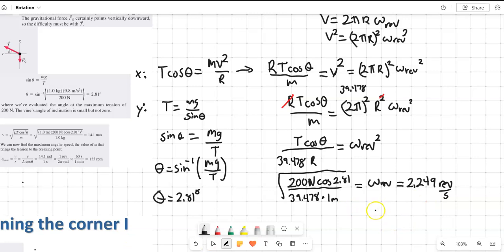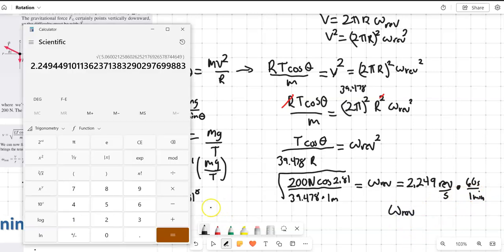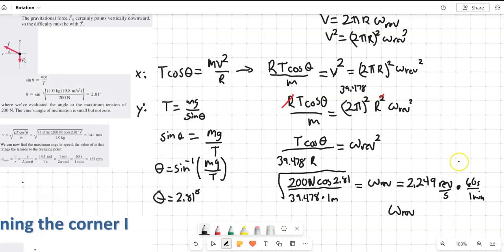But we need our answer in revolutions per minute. I think that's what the problem was asking for. So we're going to multiply this by 60 seconds and divide it by 1 minute. And so omega revolutions is going to be equal to, we're going to multiply this by 60 seconds, which is about 135, right? It's 134.97.